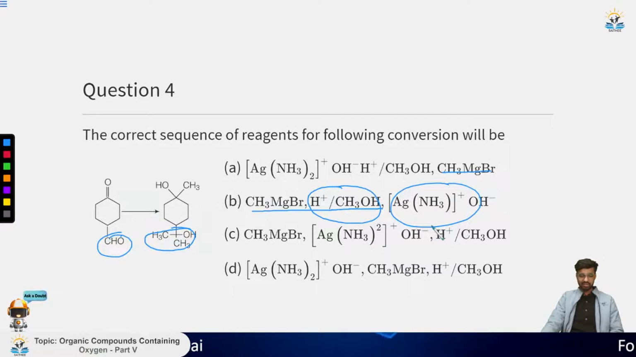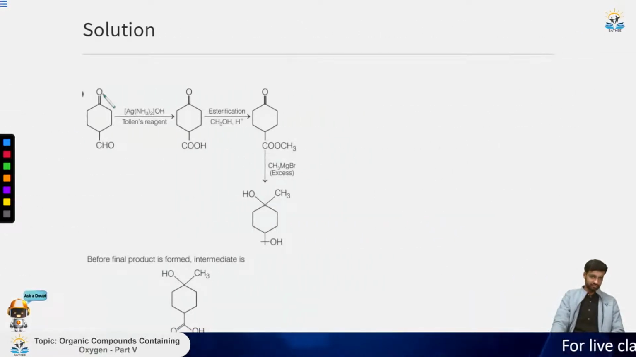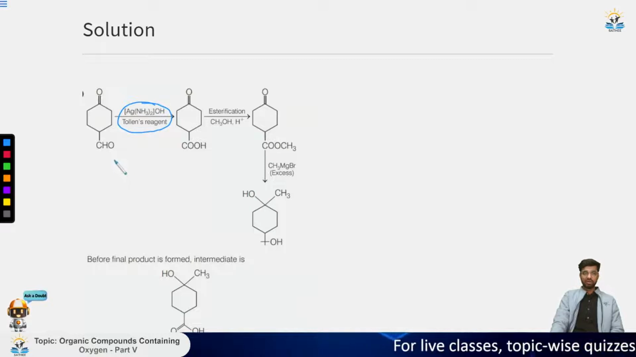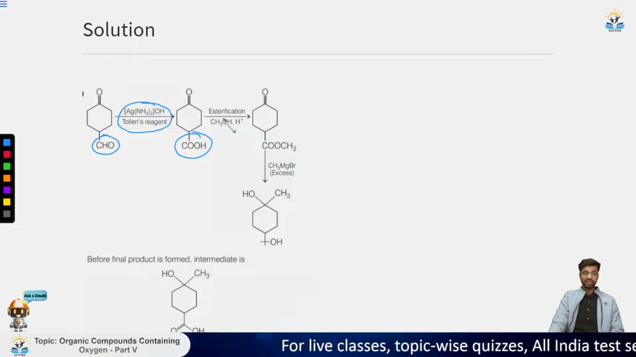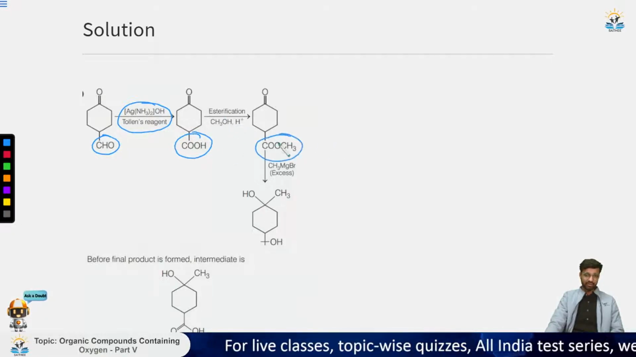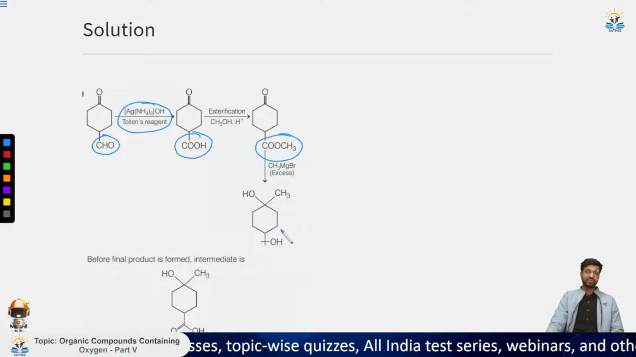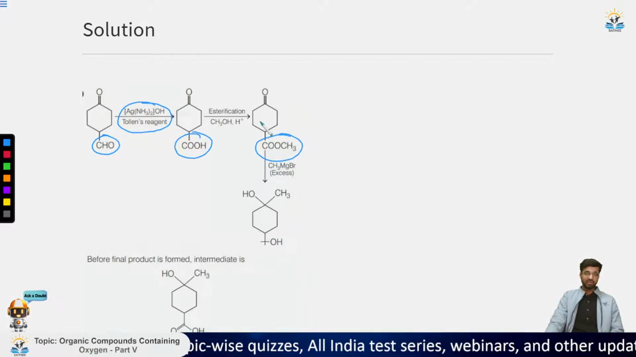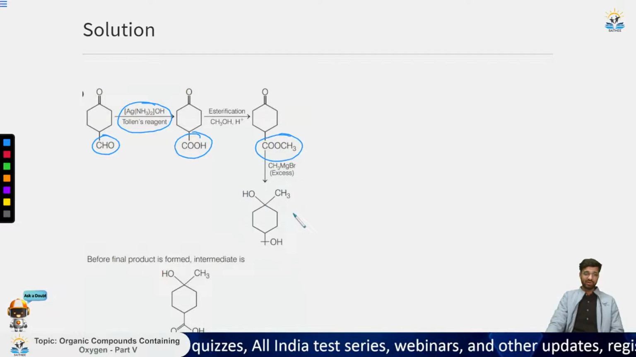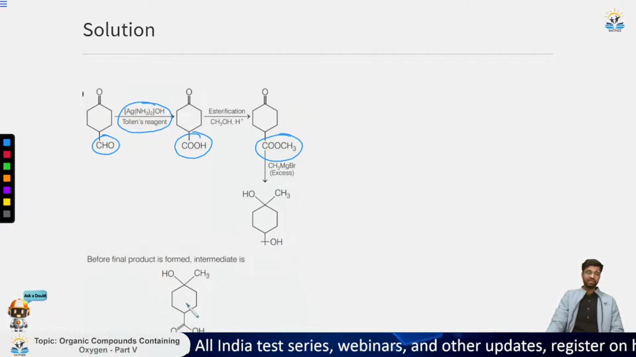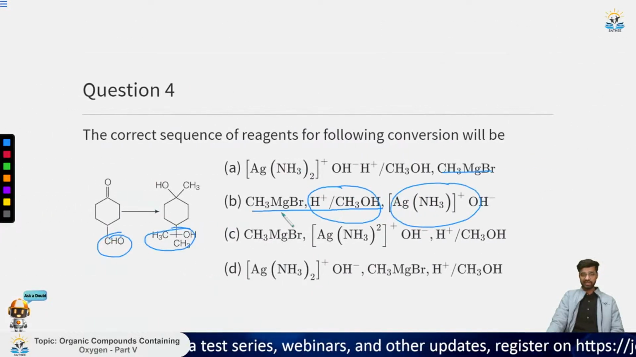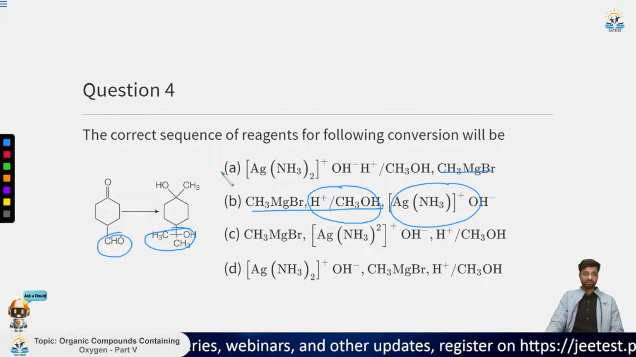Okay, then we have OH minus. So let us see the solution. What we are doing is the Tollens reagent test. We have seen this Tollens test yesterday also. So what does the Tollens test do? It converts it into a carboxylate ion. Okay, then we do the esterification here to get this thing. At last we provide an excess of CH3MgBr. So slowly each of these groups is substituted and we get our final product. So according to this, the correct answer is this one.